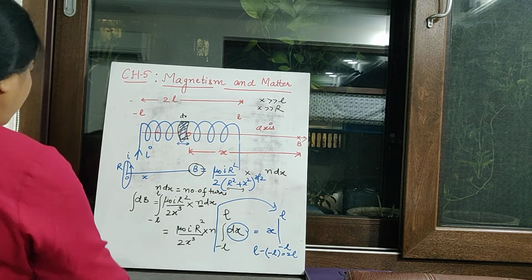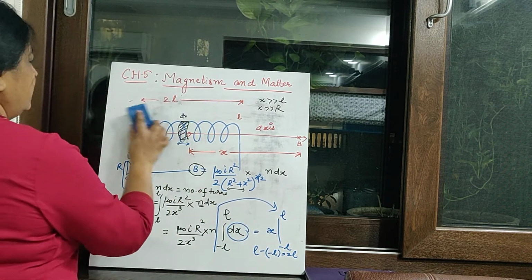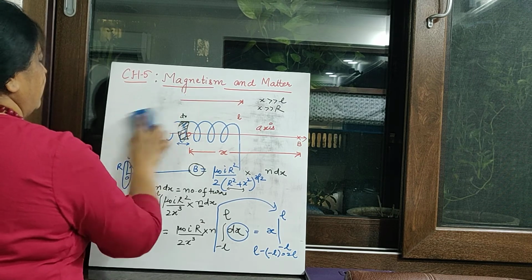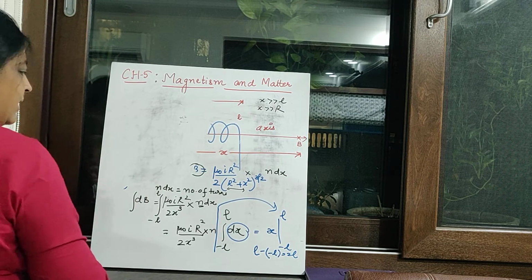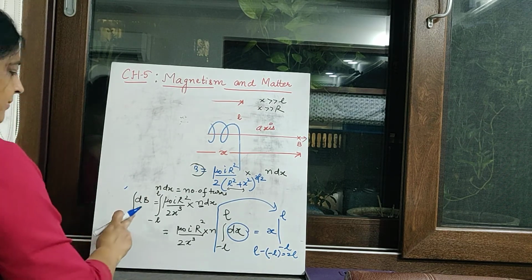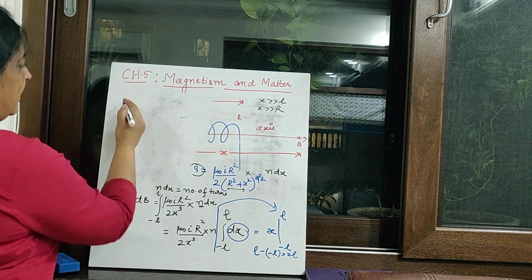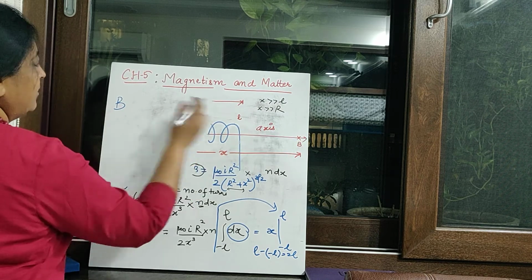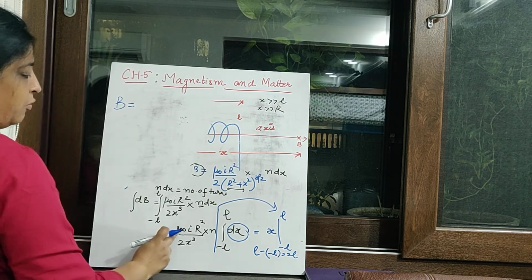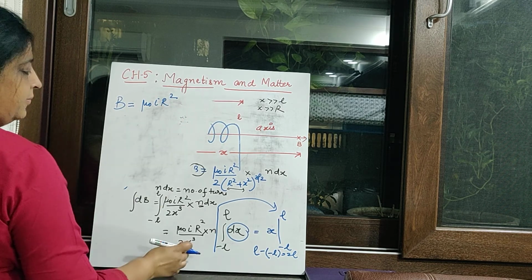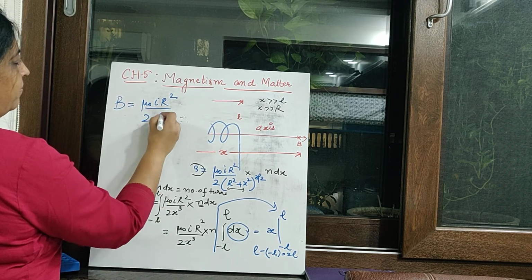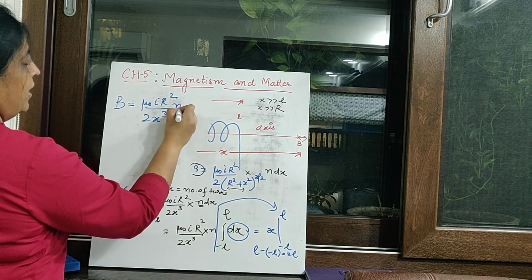Okay, now if I just erase this, what is it that I get? Integration of dB is now B net at this point. So this will be equal to mu naught I r square divided by 2x cube, n into 2L.